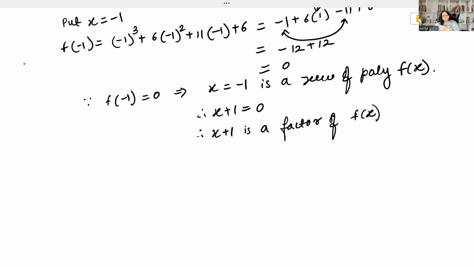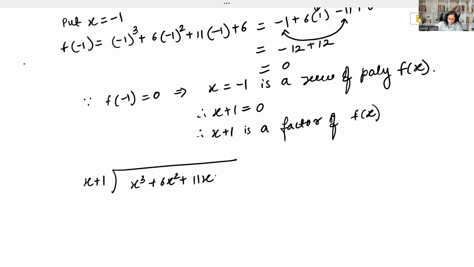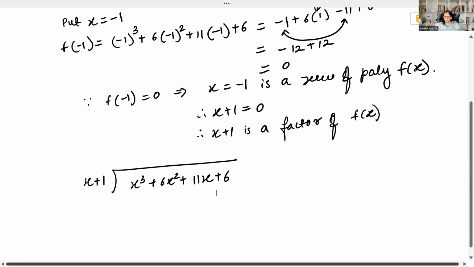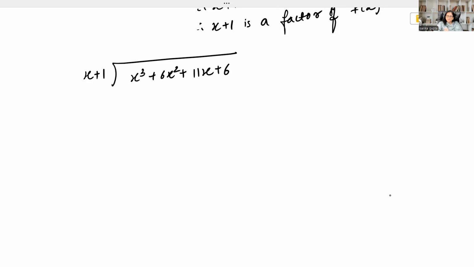Now, to find out the other factor, we will divide this given polynomial f of x, which is x cube plus 6x square plus 11x plus 6, by x plus 1. Now, to perform the long division method, we have to take care of certain things. Now this term is known as the divisor and this term is known as the dividend.